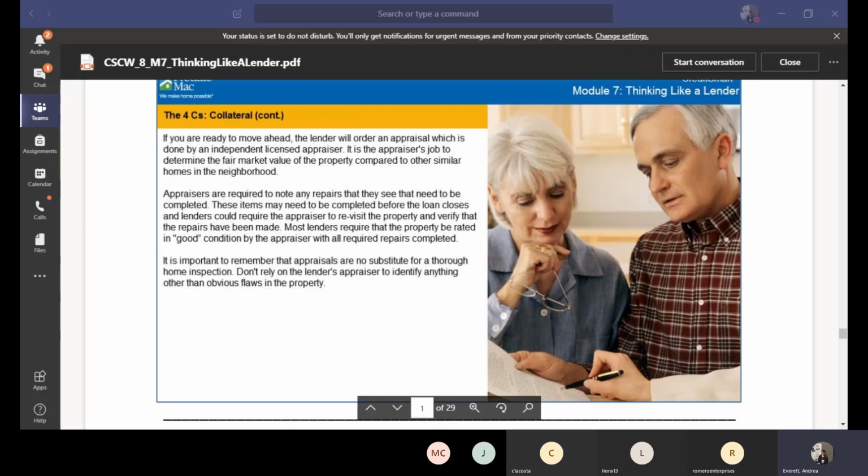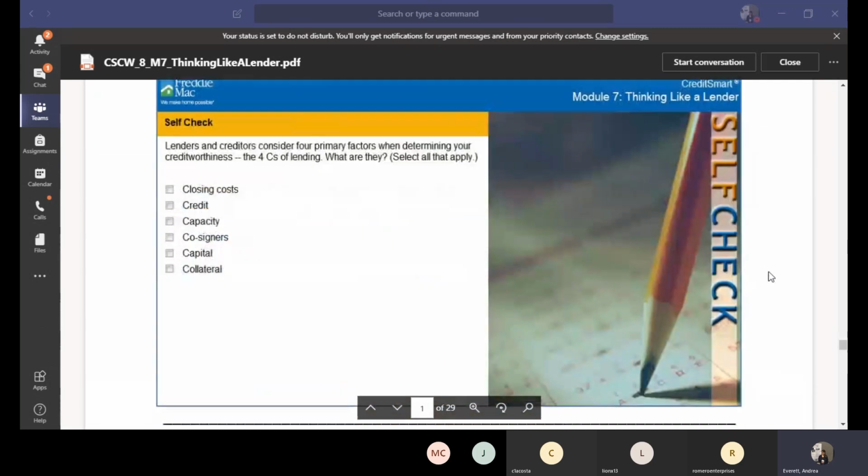And the appraiser will probably revisit the property and verify that these repairs have been made, okay? So most lenders require that the property be rated in good condition by the appraiser with all required repairs completed. So that doesn't necessarily mean you have to do it, but if you're buying it from somebody, they will have to do it in order for the bank to purchase that house from them, okay? And then it's also important to remember that the appraisals are no substitute for a thorough home inspection. And don't rely on the lender's appraisal to identify anything other than obvious flaws in the property.